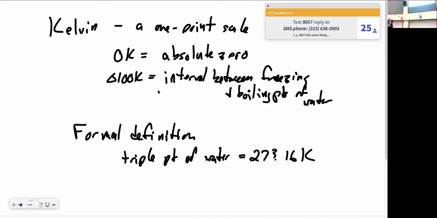The formal definition these days is that the Kelvin scale is defined to be that temperature scale for which the triple point of water is 273.16 Kelvin. Now, what do I mean by the triple point of water? I mean, there is a temperature at which liquid water and solid water and gaseous water can all coexist in the same volume, thermally insulated, in thermal equilibrium.